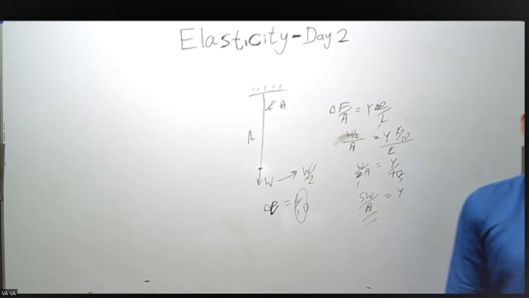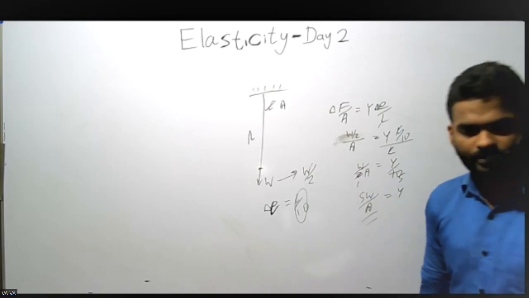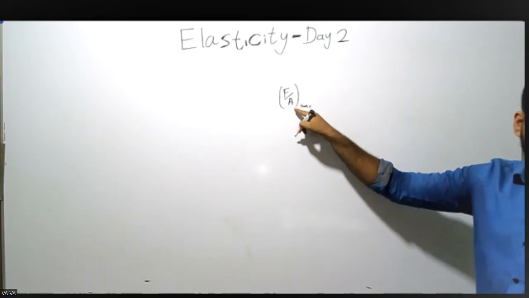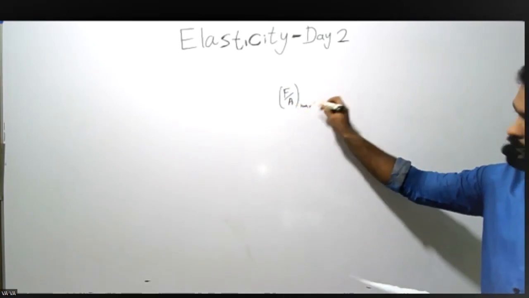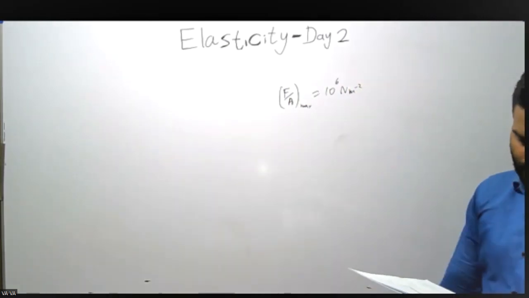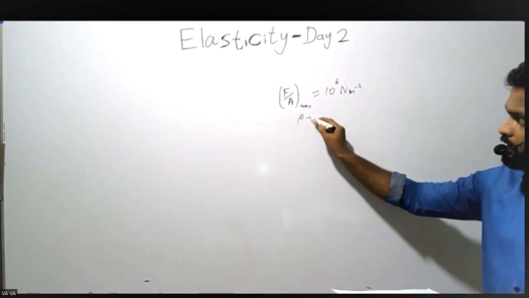Then try sixth question. Sixth question. So they say the maximum stress without breaking is 10 to the power 6 newtons per square meter. The density is given.